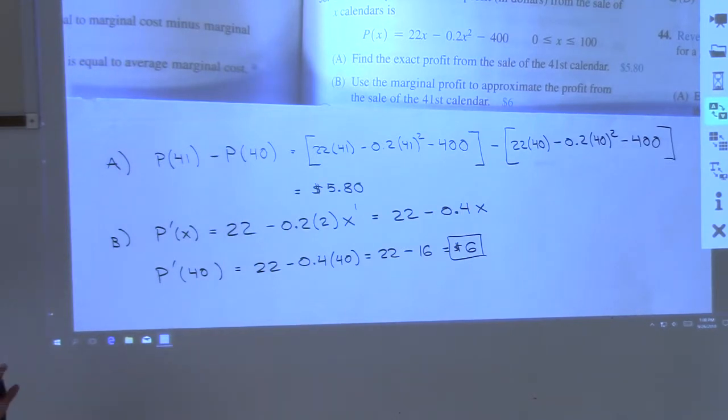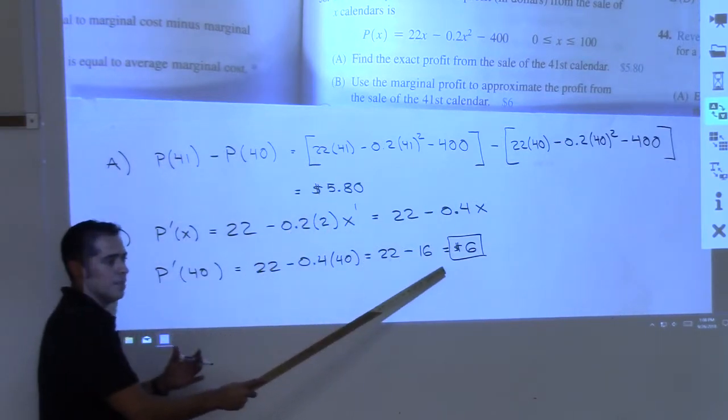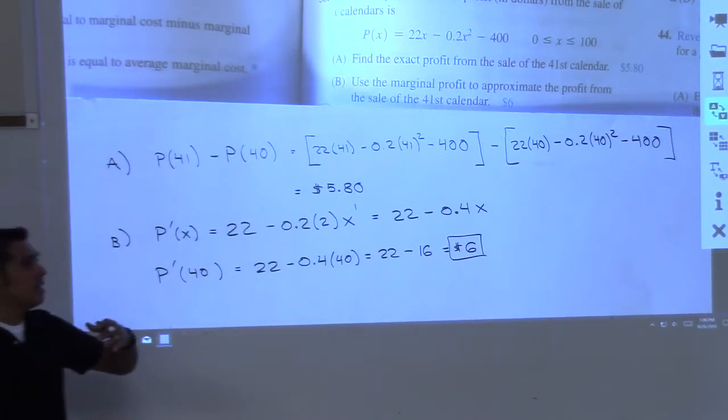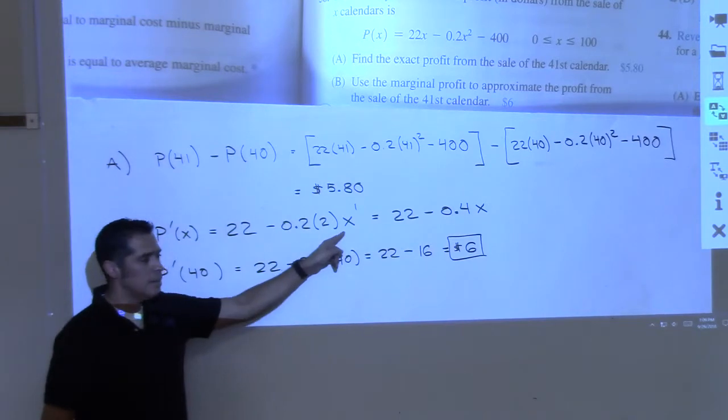Okay, let me see if I can convince you of the actual value of having this versus this. Because you might be like, well, it's better to have the exact than it is to have the approximate. But here's why it's more valuable. What if I asked you to give me the profit of selling the 83rd calendar? Couldn't you approximate that very quickly by just plugging 82 right into here?